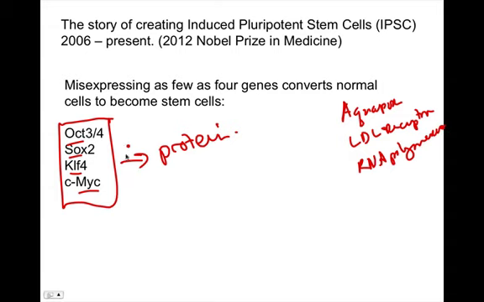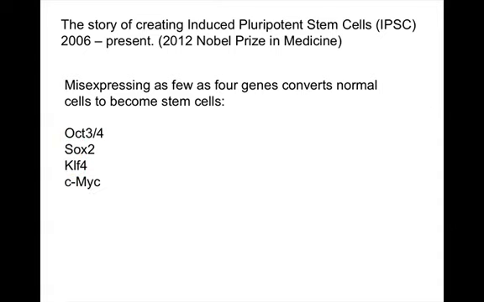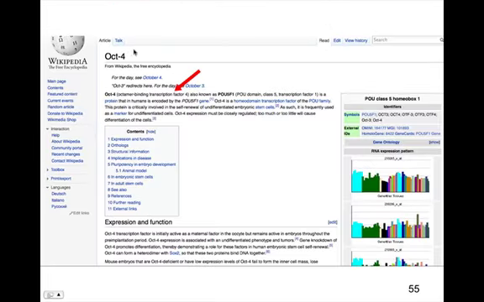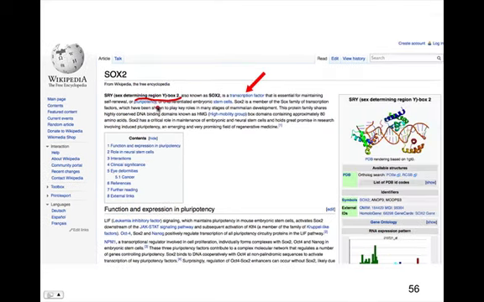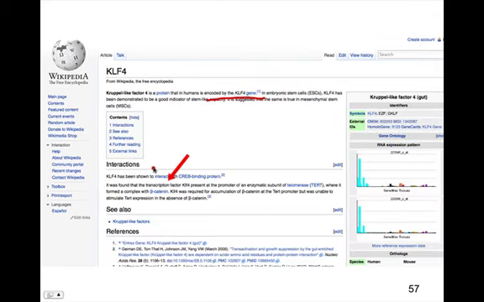And here's another set of proteins that are in our bodies, and they have orthologs in other species. They're very important genes in regulating stem cell development. We'll just look briefly at them, and go to their Wikipedia pages. So here's OCT4, and it says OCT4 is a protein transcription factor. Here is SOX2, and it says SOX2 is a transcription factor. Here's KLF4, and it says KLF4 is a transcription factor.